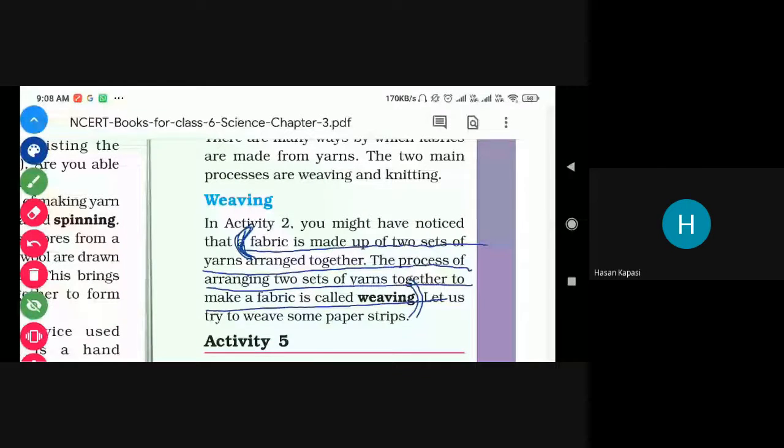Ma'am, Hasan Gopal learn. Okay, beta. Ma'am, learn sacred hand.